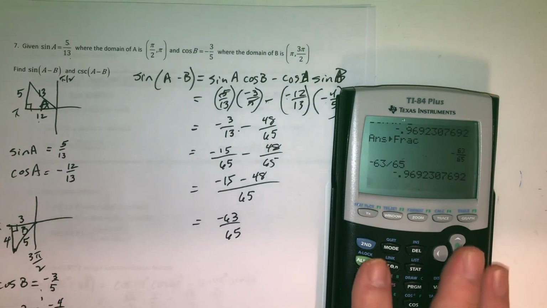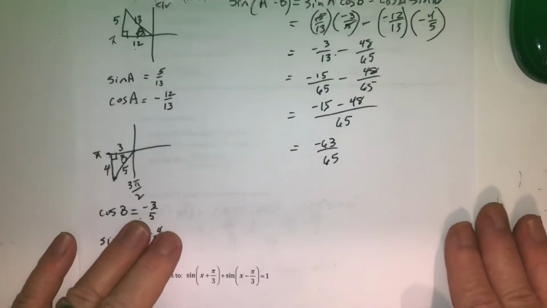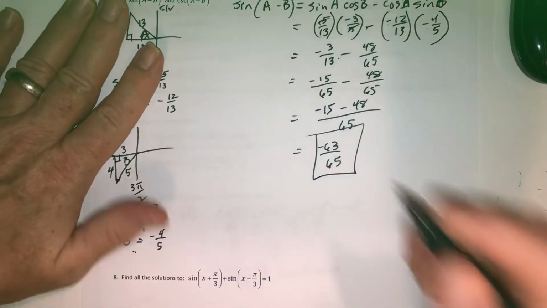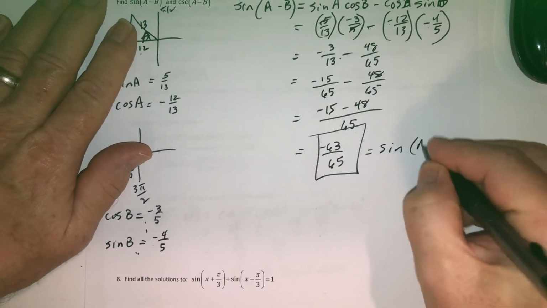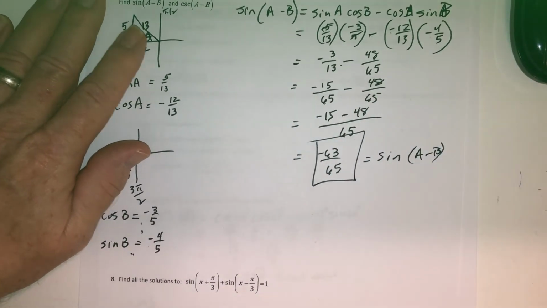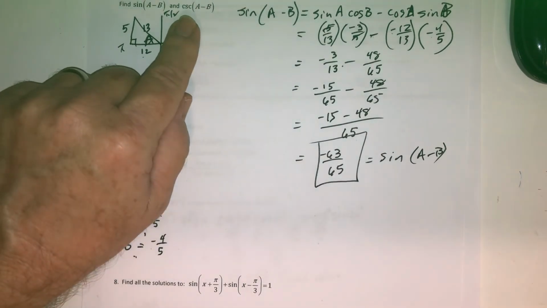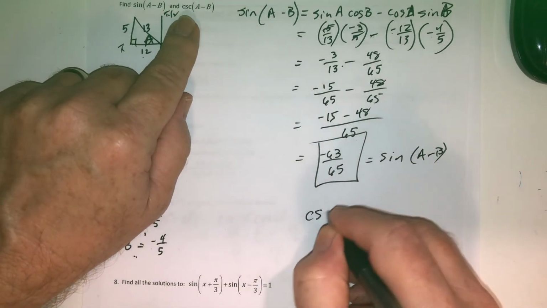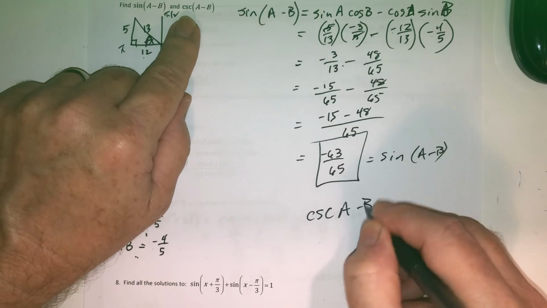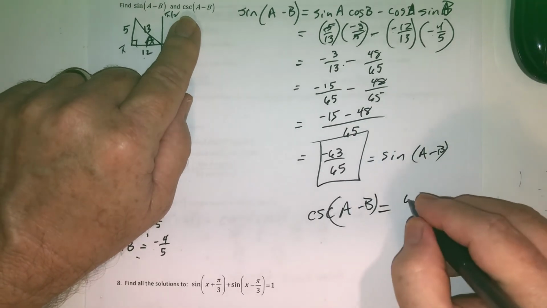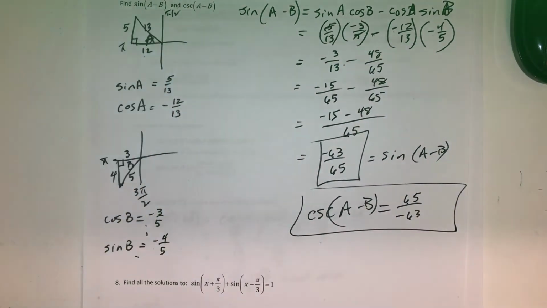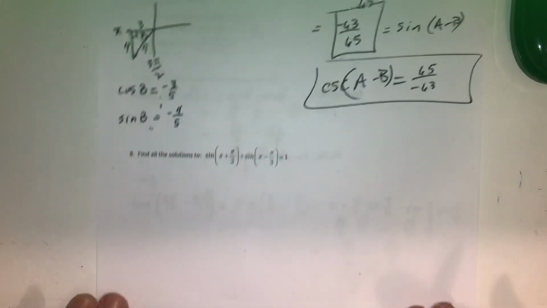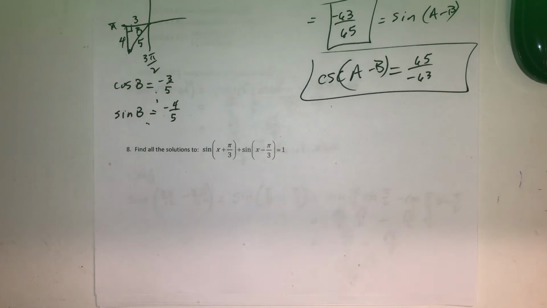Okay, now there was one more thing about this problem that we did not do, because we wanted two answers here. We wanted the sine of alpha minus beta, which we just found. We also want the cosecant of alpha minus beta. Well, the cosecant of alpha minus beta is the reciprocal, which is 65 over -63. And now we're finished with that problem. Okay, all right, let's go down to the last one we're going to do today.